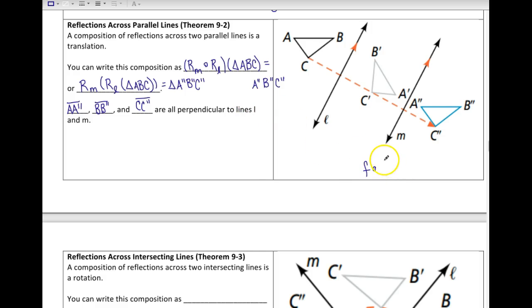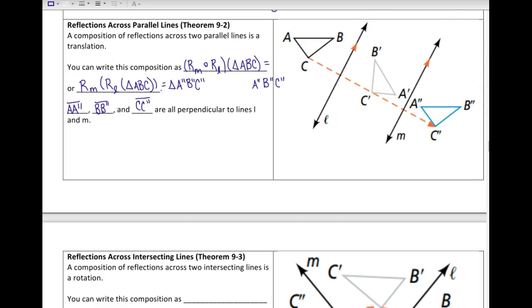Once again, you don't have to write all that. You can if you want, if it helps you. Okay. Also, A prime, B prime, and C prime are all perpendicular lines to L and M. So if I was to draw a line for, or double prime, sorry, A double prime, B double prime, C double prime. So if I was to take a line and draw this from A to A double prime, that line is going to be perpendicular to the two parallel lines. Same thing with B double prime, and C double prime.